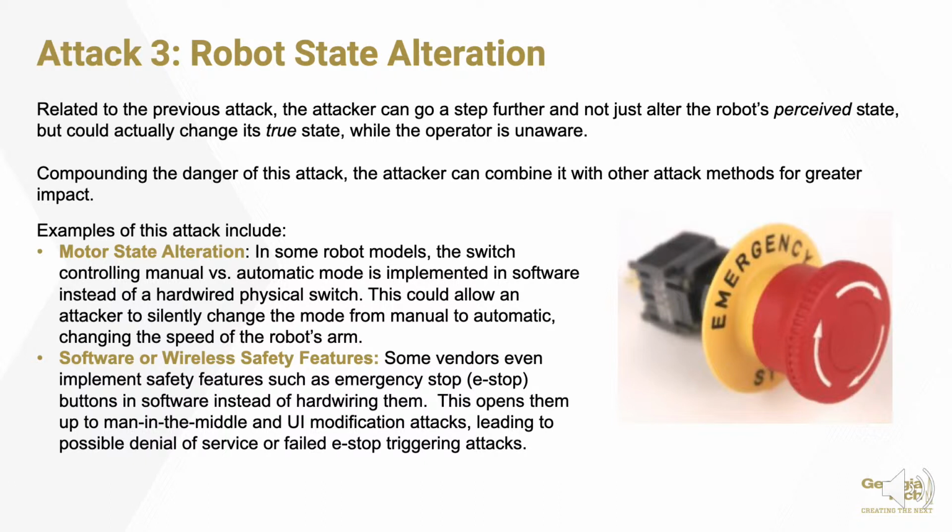A couple examples are the motor state alteration, where the motor state is changed silently in software from manual to automatic, which would cause it to execute programming steps, maybe if there's an operator nearby, which of course is a safety risk. And then software or wireless safety features is another type of this attack, where some features that are implemented in software really should be done in hardware, like the e-stop, emergency stop button, which opens them up to UI modification attacks as well. The operator thinks that the software e-stop button is going to work when in fact maybe it's been disabled.